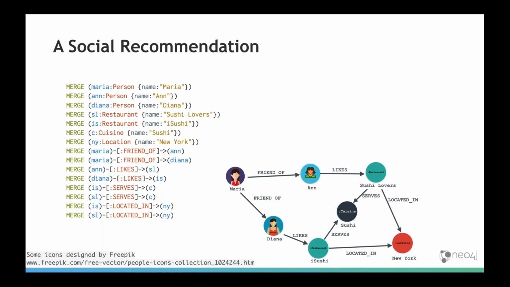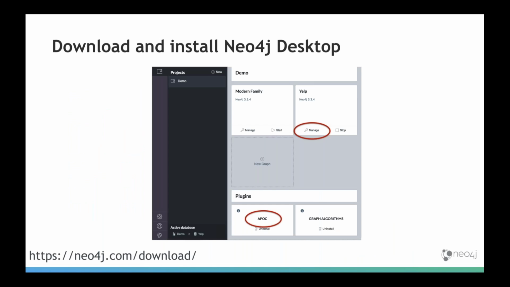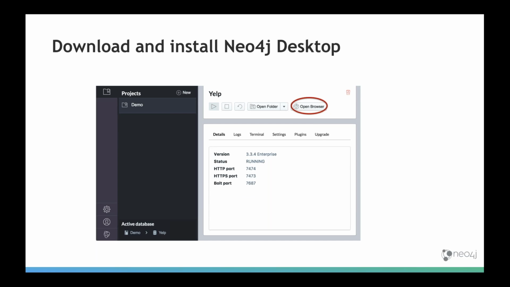However, even for a tiny data set like this, the typing quickly gets tedious. So now we're going to look at some other ways to get data into Neo4j. Import the data. First of all, I recommend that we download and install Neo4j Desktop. It's available for free at the Neo4j website. Once you've downloaded it and installed it, you click Manage, and then you do Open Browser, and then you get access to the Neo4j browser where you do all the querying.